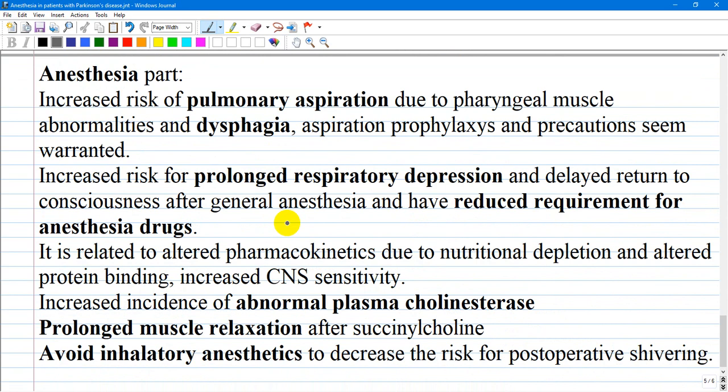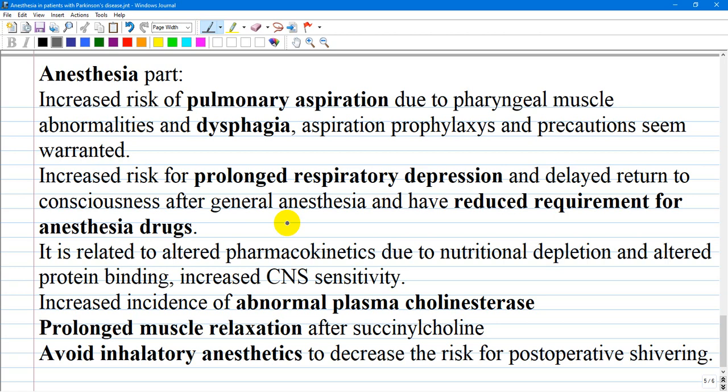Because patients with Huntington disease are at increased risk of pulmonary aspiration due to pharyngeal muscle abnormalities and dysphagia, aspiration prophylaxis and precautions seem warranted. One of them could be administration of gastric content decreasing drugs like H2 blockers or proton pump inhibitors.